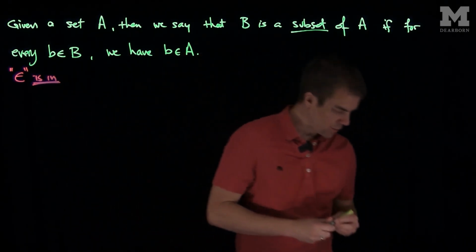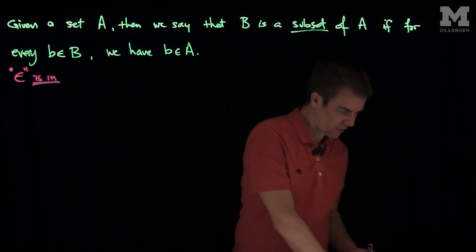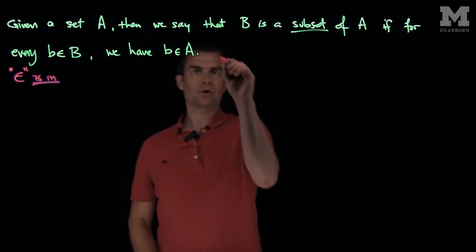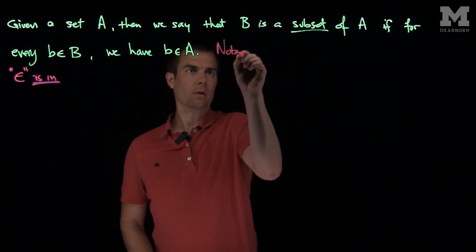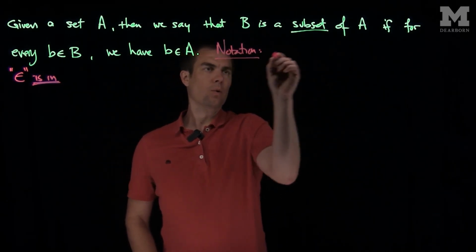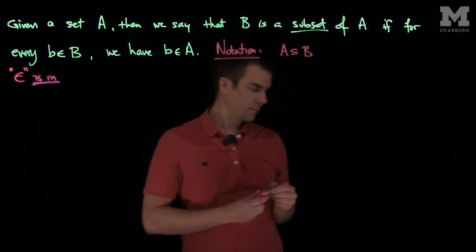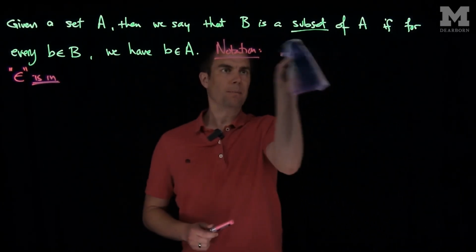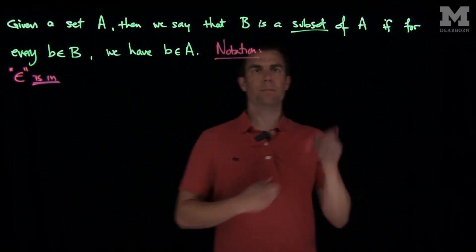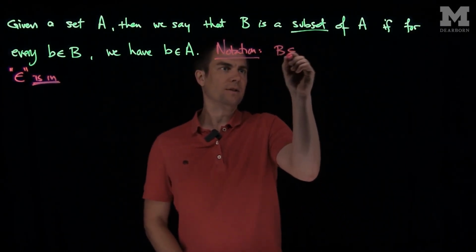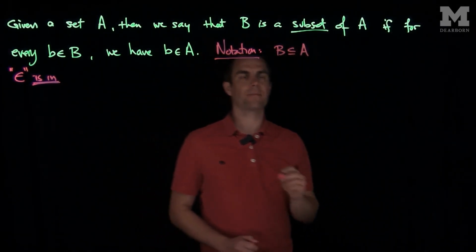And so what we'll do is write the notation we're going to use for this subset. Notation. We'll say that A is a subset of B. So we have this backwards. We're going to say B is a subset of A. So B is a subset of A.